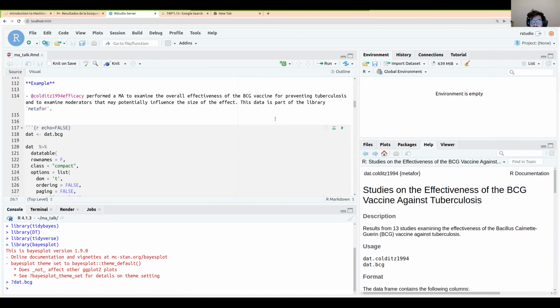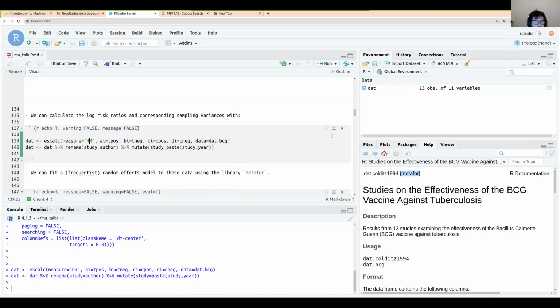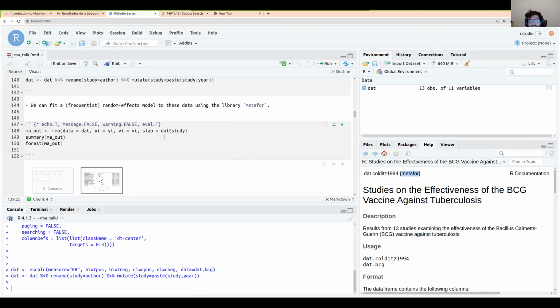So I'm just gonna assign it to an object called dat, right? And as I mentioned, the function escalc is also part of metafor, and basically you tell it which ones are the positive and negative counts for treatment and for control in the contingency table, where these names are coming from, and the measure that you want to calculate. So you have risk ratios, but we can also do odds ratios and other effect sizes. We're gonna work with risk ratios right now. Okay, and now we can run metafor.